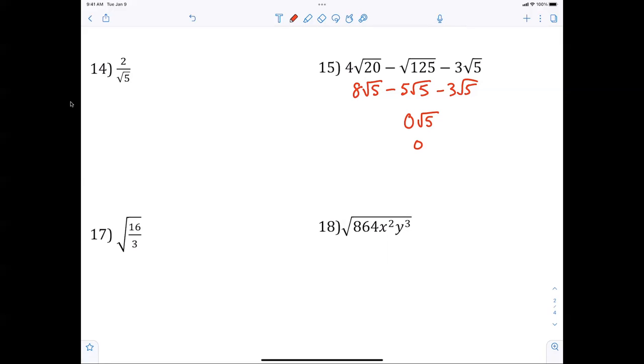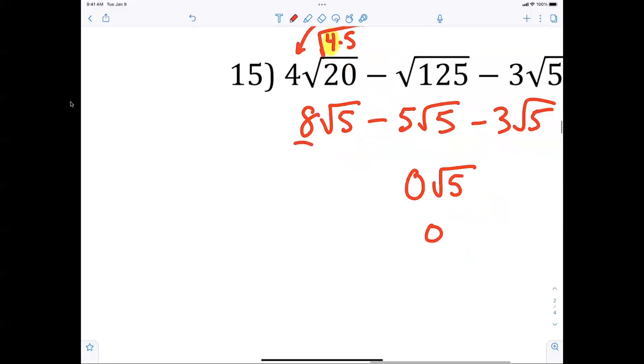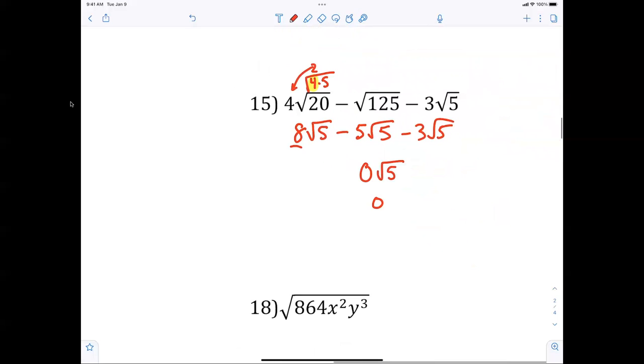Anybody have any issues with that? How'd you get 8 radical 5? Because 20 is the same as 4 times 5. And the square root of 4 is what? Oh, 2, right? Yeah. There's a 4 out in front. That makes it an 8. Okay. All right, anybody else on 15? Come on, what?